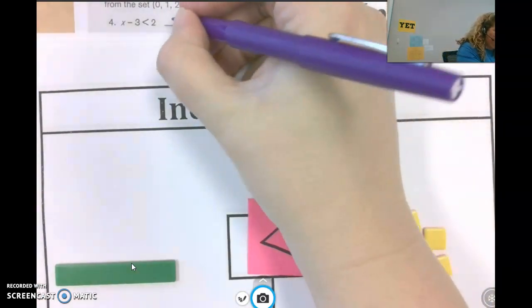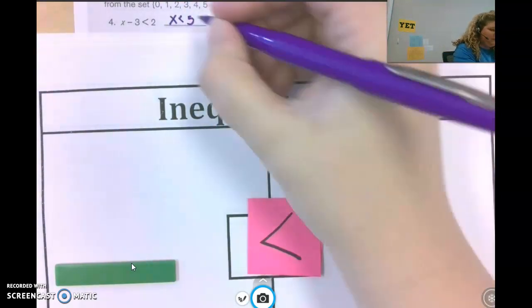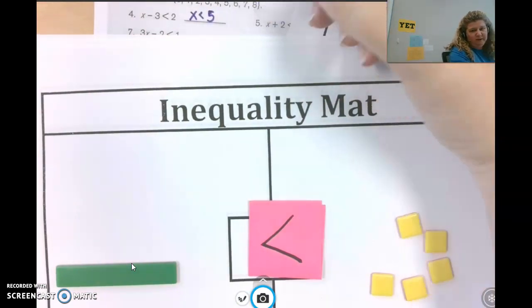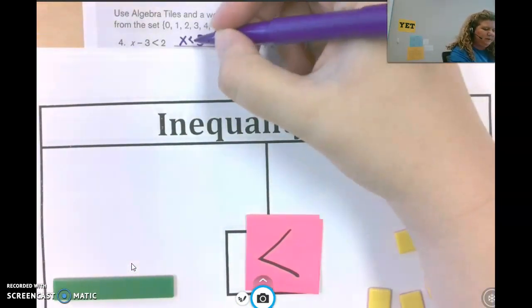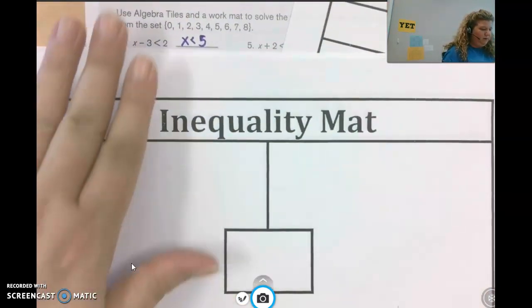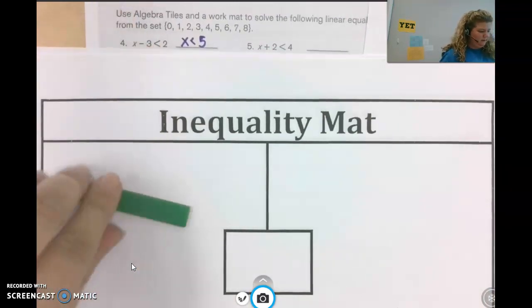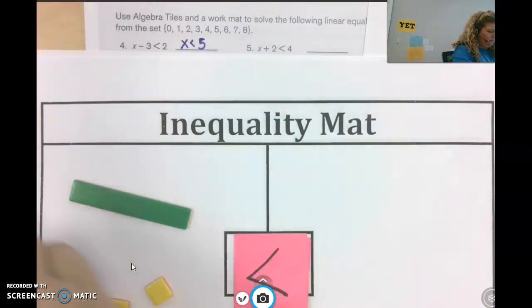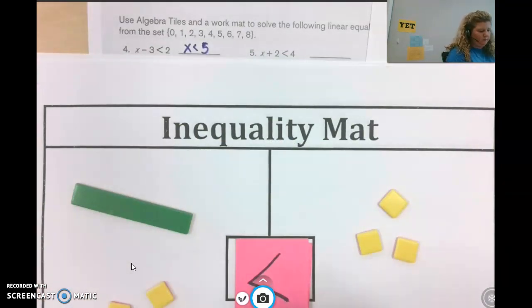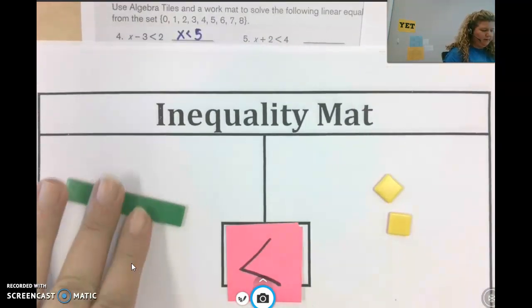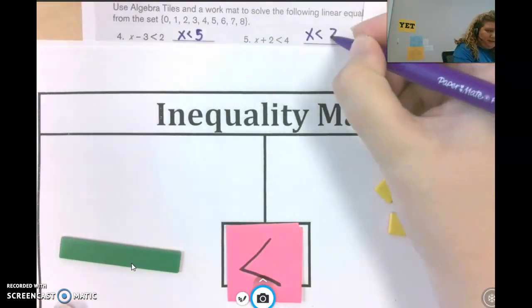And this is my complete solution set. If I were just looking at the numbers here, that would be 6, 7, and 8. But we're just going to leave it like that. That's the way that it asks you to answer it in your problem set for today. Okay, number 5, x plus 2 is less than 4. So, at this point, I can remove 2 from each side, and that's going to isolate my variable, x less than 2.